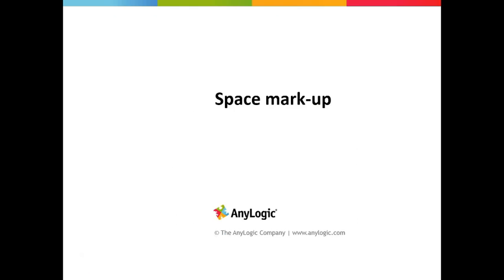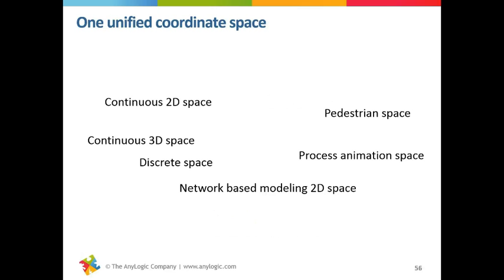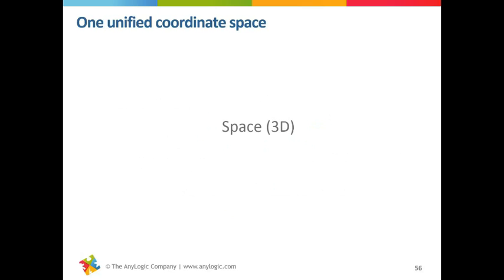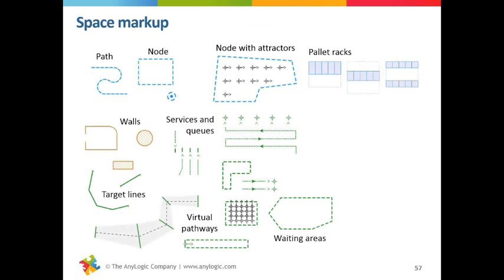Space markup. There is now one unified 3D coordinate space. Space markup options now include paths, nodes, attractors, and pallet racks, so you no longer use rectangles and polylines from the presentation palette. For pedestrian modeling, you can use walls, target lines, surfaces with queues or waiting areas, and virtual pathways. And for rails, you can use rail tracks and positions on tracks.